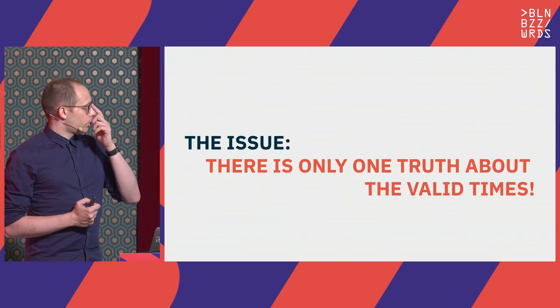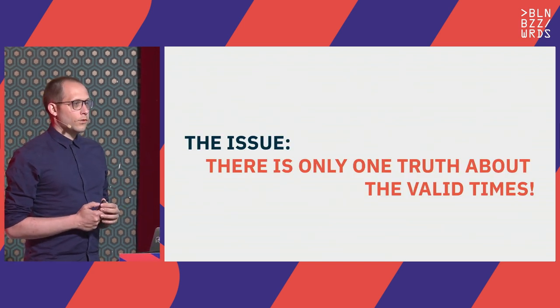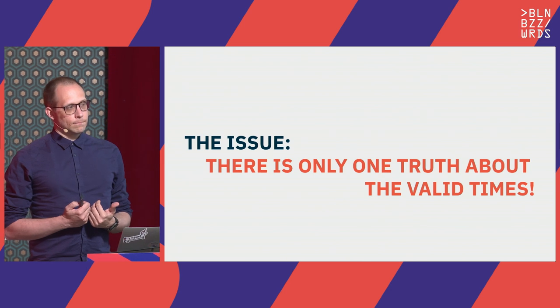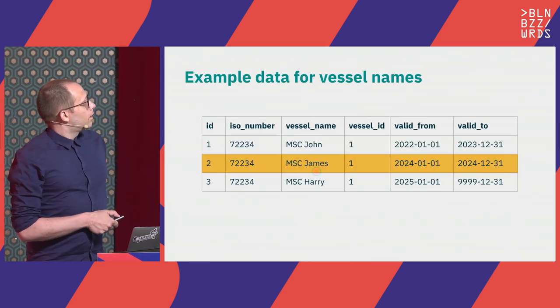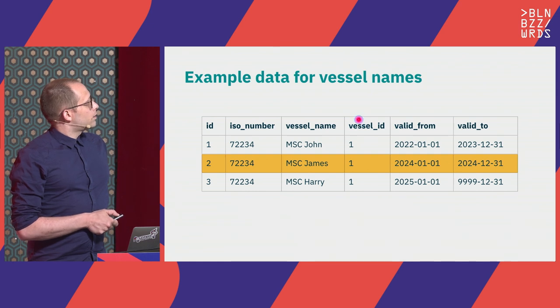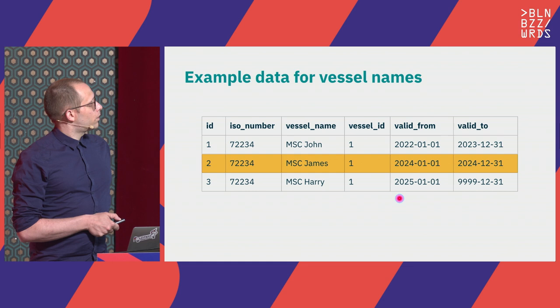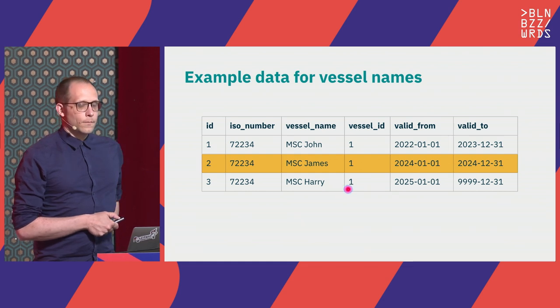The issue with this approach is there is only one truth about the valid times in our database. So we have seen this already. This is our truth. In this time frame, it was MSC John. In our current time frame, it is MSC James. And in the future, it will be called MSC Harry. This is our truth.